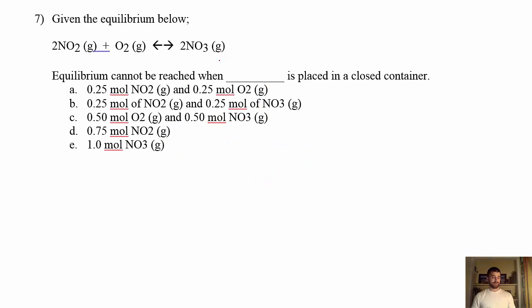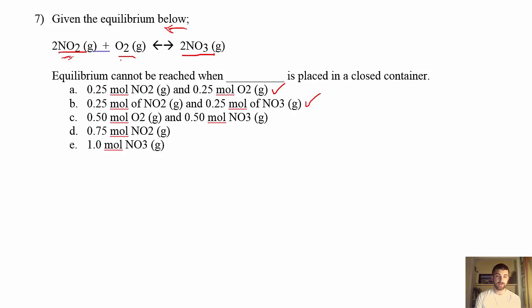Right, let me get caught up. 7. Given the equilibrium below, equilibrium cannot be achieved when blank is placed in a closed container. All right, so let's think about this. If we added NO2 and O2, all right, well, we have all of the reactants we need to make the product. We would be able to get an equilibrium there. If we added NO2 and NO3, well, let's think. We added one reactant and we added all of the product. There's only one product, so if we got it there, we know we can get that reverse reaction going. So this would form an equilibrium.